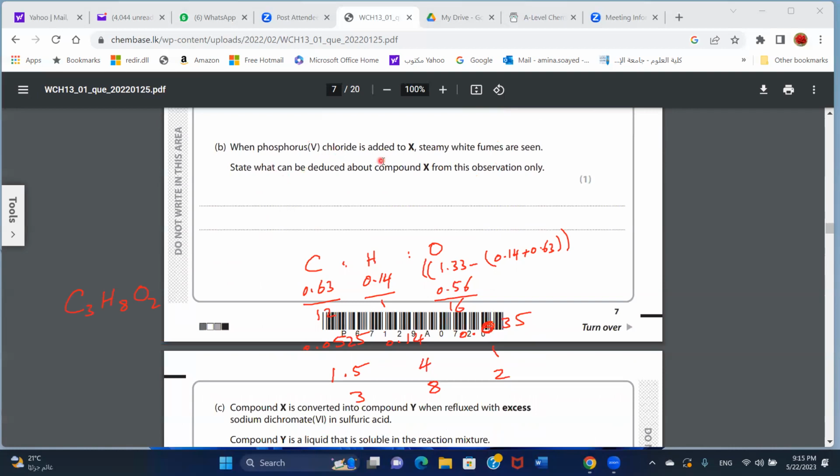Rhodina, when phosphorus(V) chloride is added to X, steamy fumes are seen. State what can be concluded about compound X from this observation only. It contains an OH functional group, so it's an alcohol. Yes, it's an alcohol. Excellent. We conclude that it's an alcohol, or it contains an OH group, as Rhodina said.